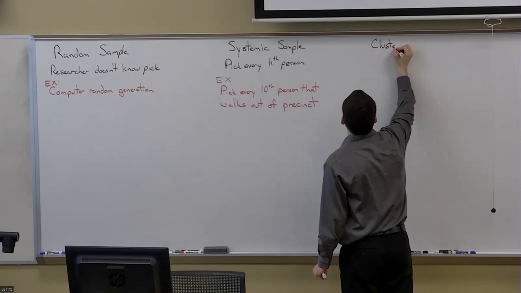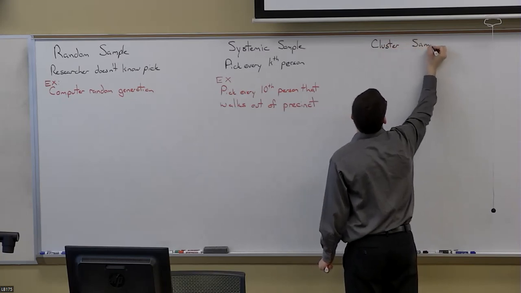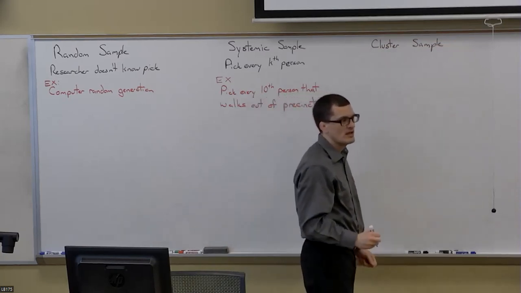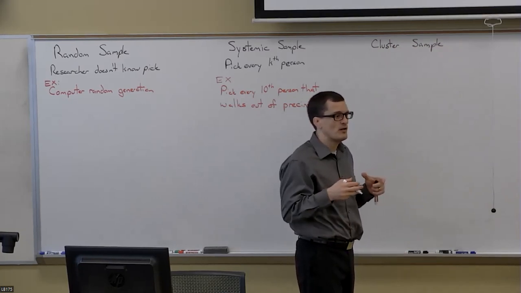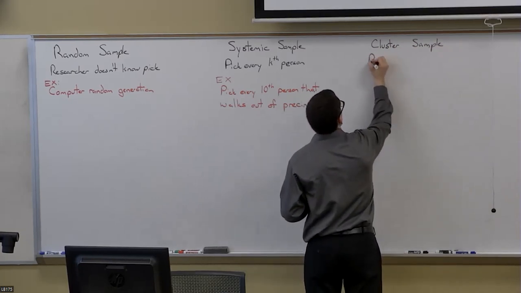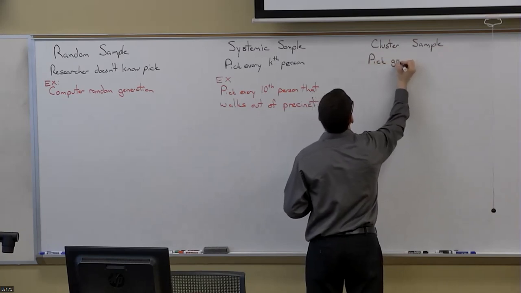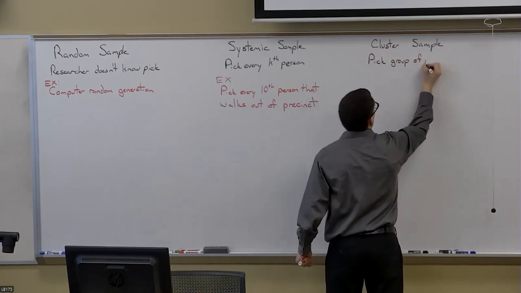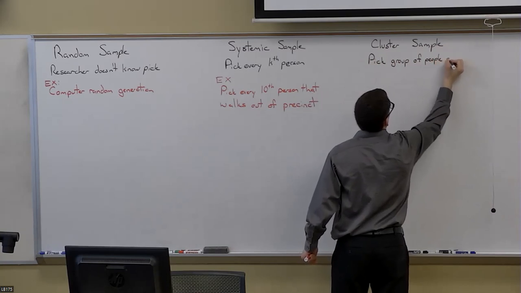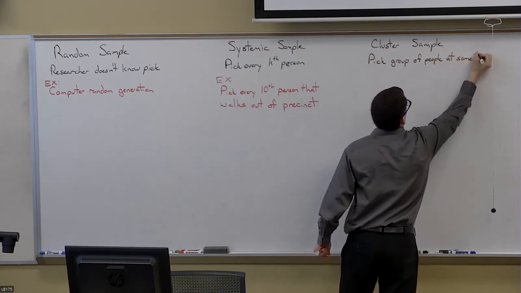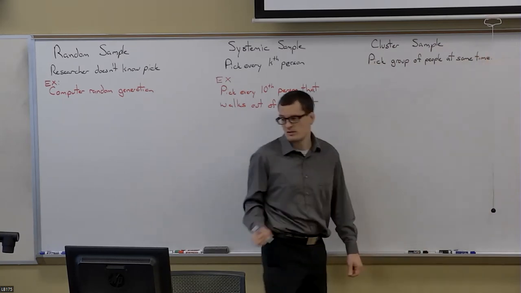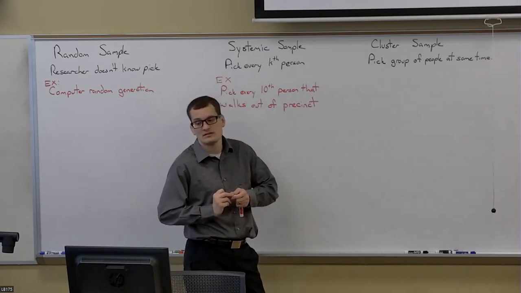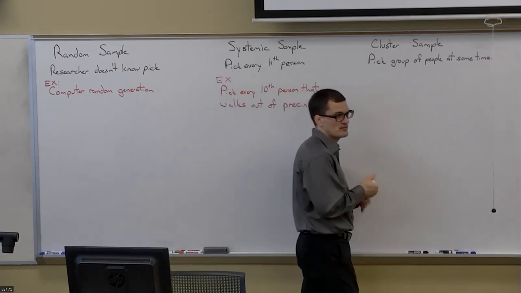Another type of sampling technique is called a cluster sample. That's where you pick a group of people all at the same time. So you're picking a group of people roughly all at the same time, or it doesn't always have to be people. This would apply to anything.